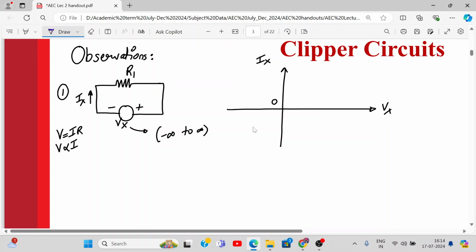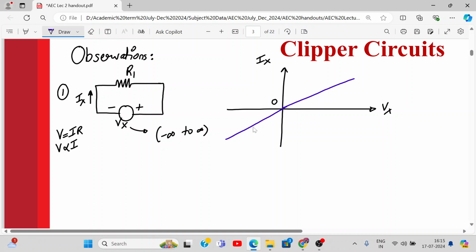It will be a line passing through the origin. Yes or no? A straight line like this with an angle of 45 degrees. Here this is 90 degree, right? This is 45 degrees line. And same over here also. Why over here? Because it's going from minus infinity to plus infinity. So this will go on continuing.